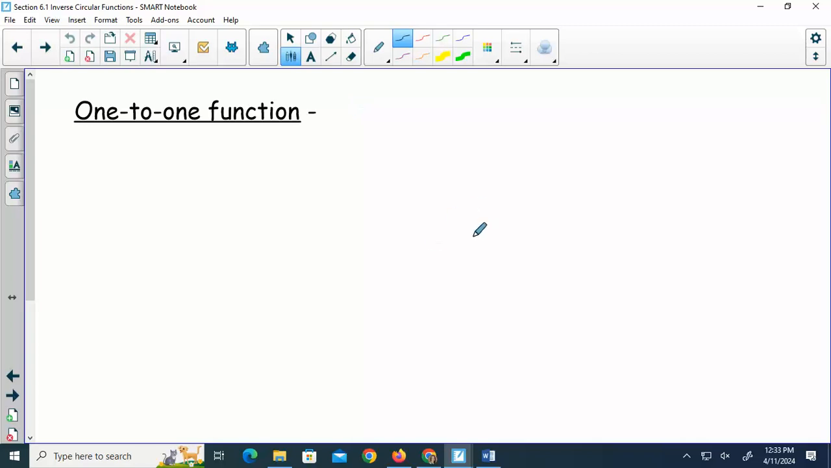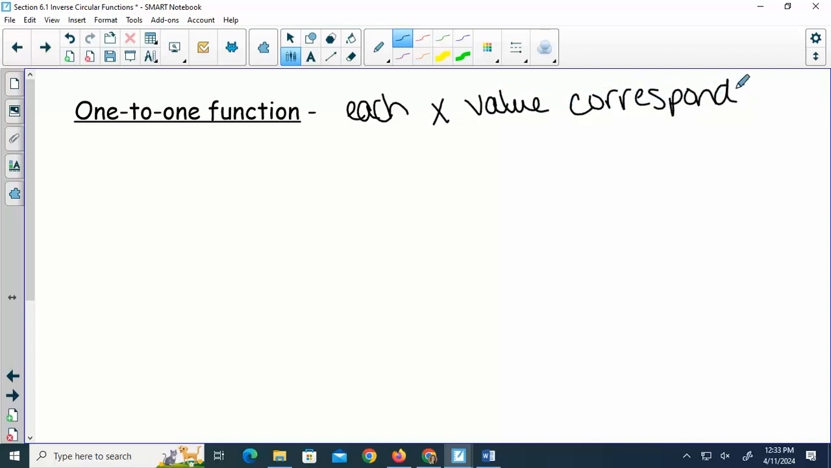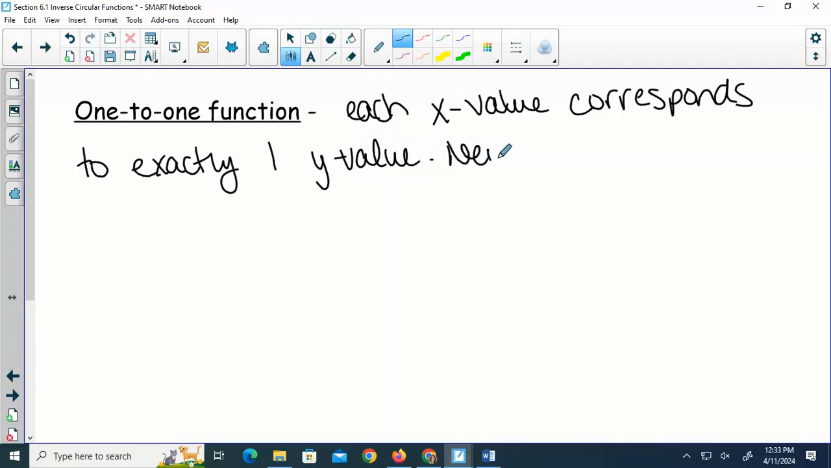So together, that means that each x value corresponds to exactly one y value. Neither x nor y repeat.